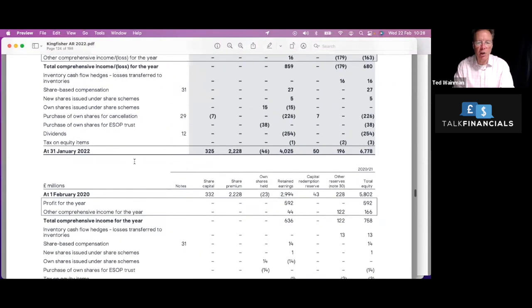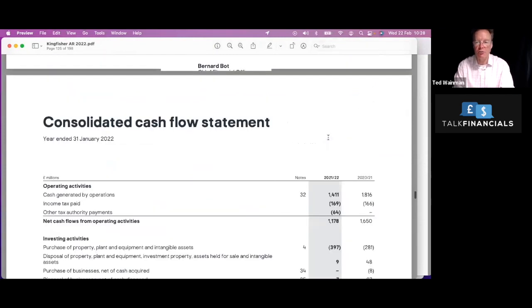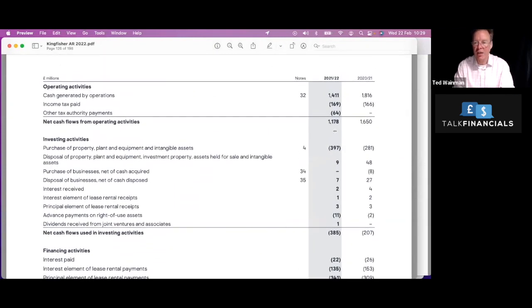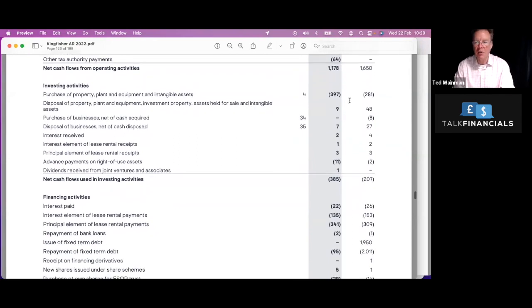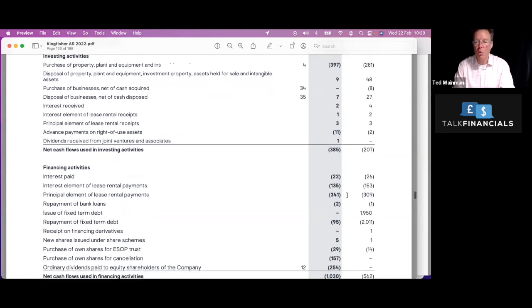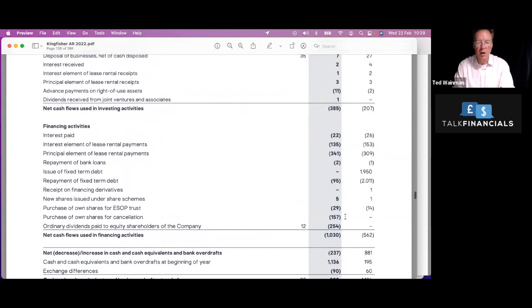Final look is the cash flow statement. I always like to look at whether a company is generating cash. And the answer is that for Kingfisher, yes, they are. Decent cash flow generation, £1 billion. And then what are they doing with that £1 billion? There's some investment going on, which is buying property, plant and equipment. And how are they financing it? Well, as we talked about, they are buying back their own shares, paying out dividends, and paying leases. That's essentially what they're doing with that money.